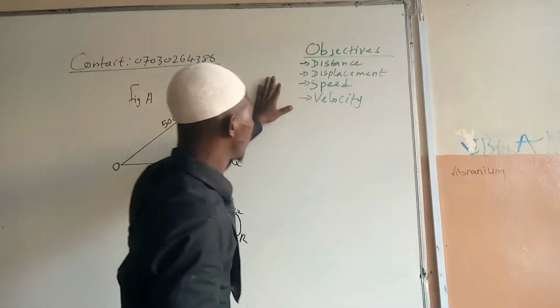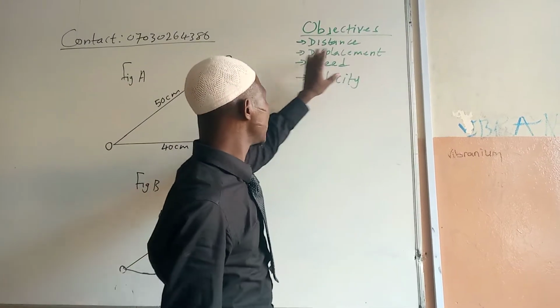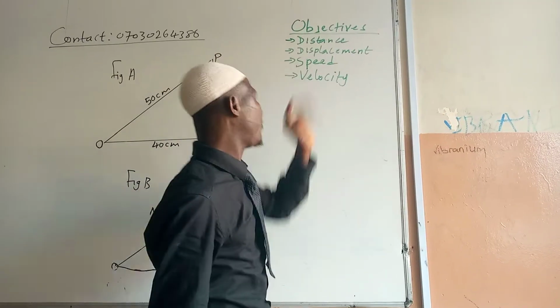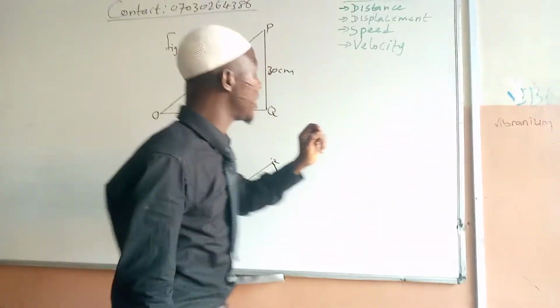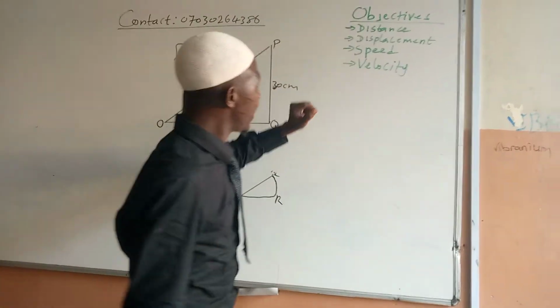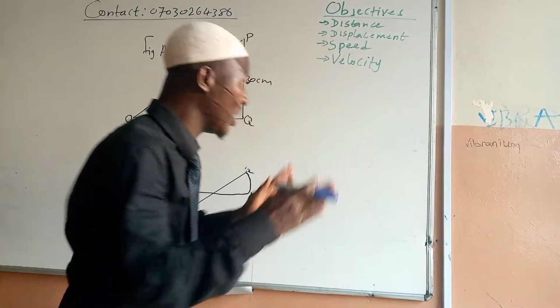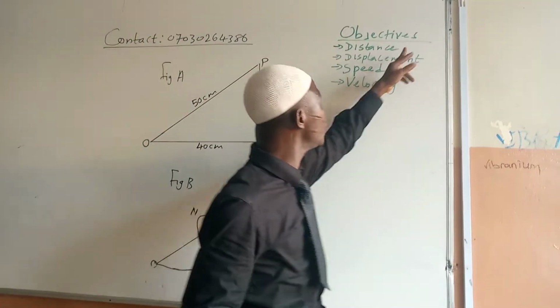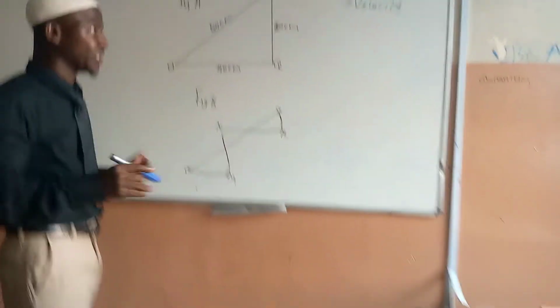Our class today will be based on distance, displacement, speed, and velocity. Before we go on, don't forget that in our previous class, the first class we did, we classified distance and displacement under the same family because they have the same unit and the same dimension. But today we are going to separate them.